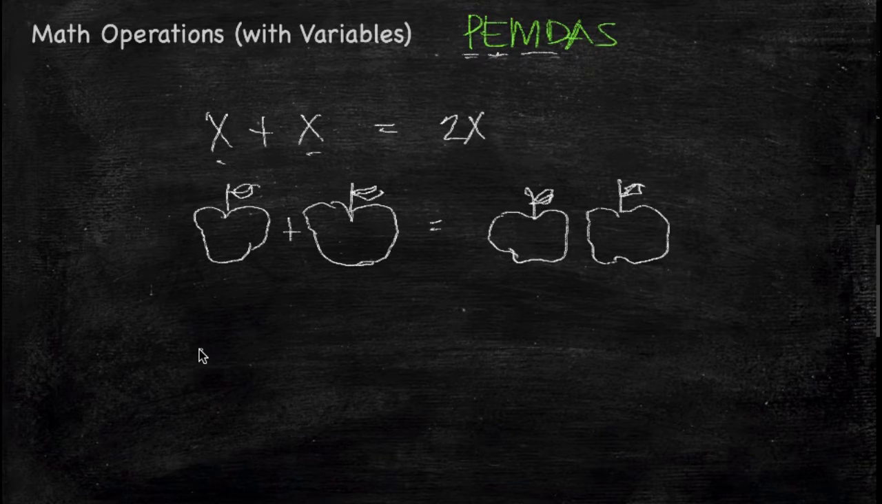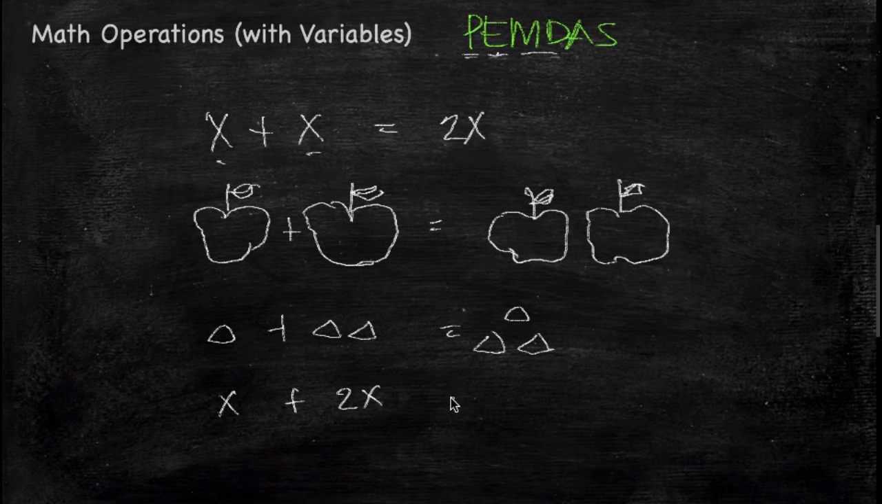No? So, you have 1 triangle plus 2 triangles, then equals 3 triangles. Right? So, x plus 2x equals 3x. It's the same. So, walang kahirap-hirap? Walang kahirap-hirap. This is just like elementary mathematics.